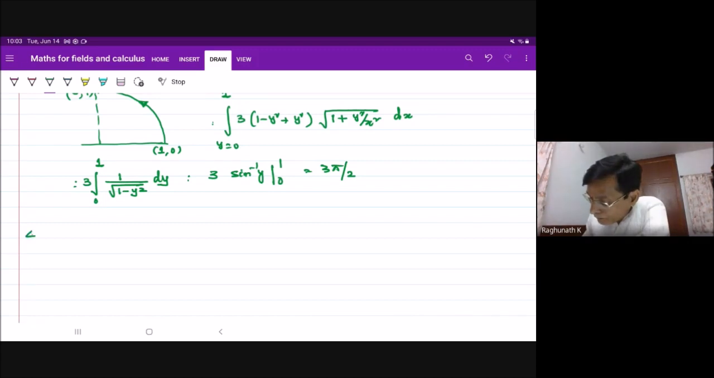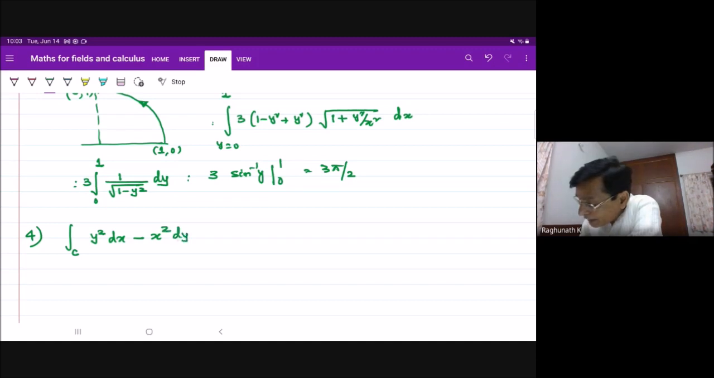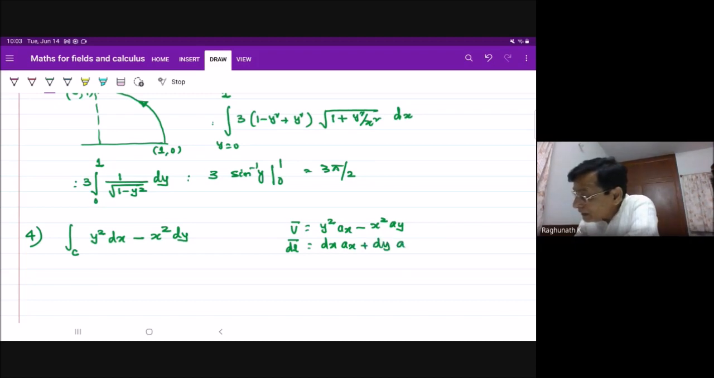Fourth problem. This is the form. There is no DL here. Integral C y squared dx minus x squared dy. This is actually what? V bar is equal to y squared ax minus x squared ay. DL bar is equal to dx ax plus dy ay. V bar dot DL bar now becomes y squared dx.